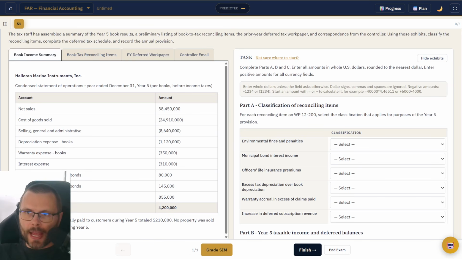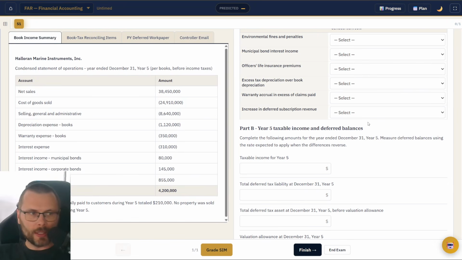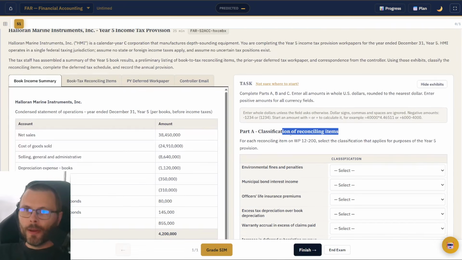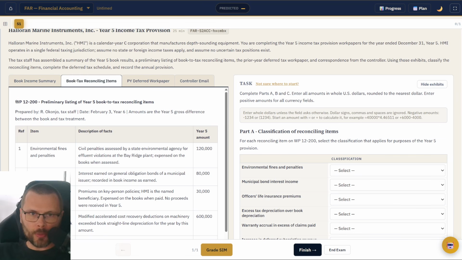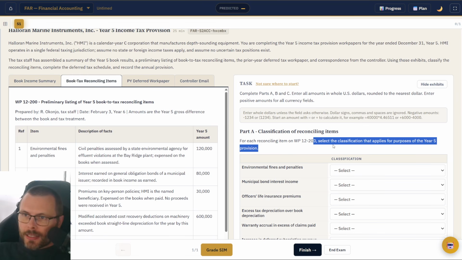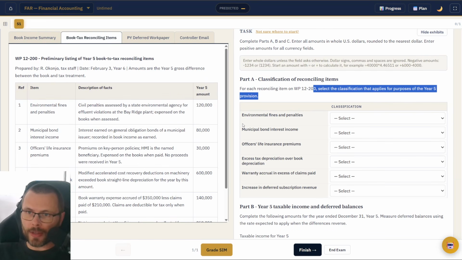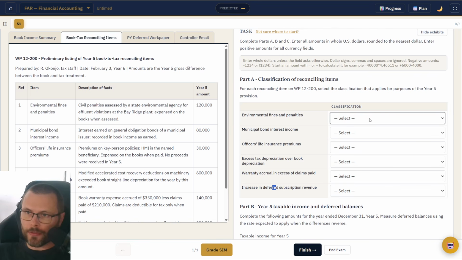Okay, so part A, here's your inputs. This is what the actual question's calling for. Classification of reconciling items. For each reconciling item, workpaper 12200, yes. Select the classification that applies for the purposes of year 5. All right, so we've got our 6 items here, and we need to determine if they're temporary, deferred tax asset, deferred tax liability, or permanent difference.